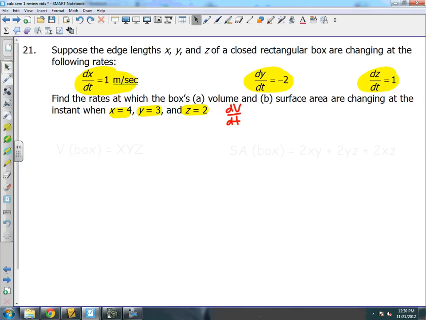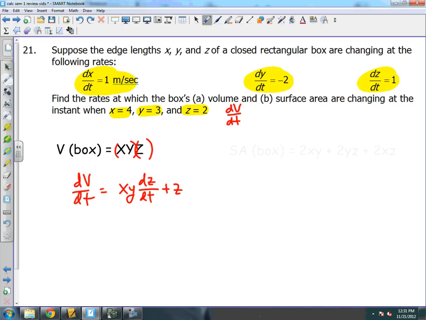So right here, the volume of the box is xyz. So I want to take dV/dt. Well, the derivative of xyz with respect to t is a little bit tricky, and it involves the product rule. So I'm going to say xy times the derivative of z plus z times the derivative of xy. Well, the derivative of xy is going to be x times the derivative of y plus y times the derivative of x.